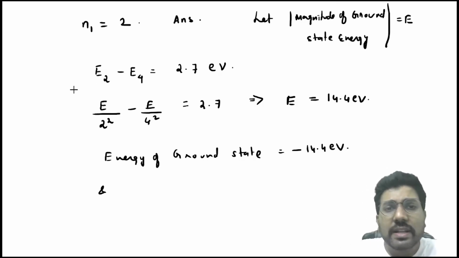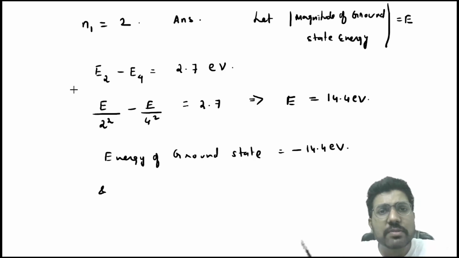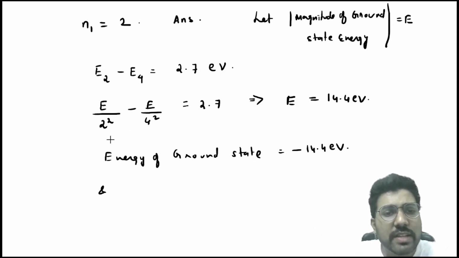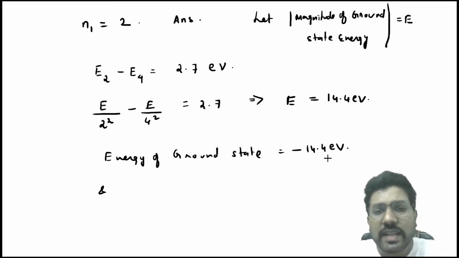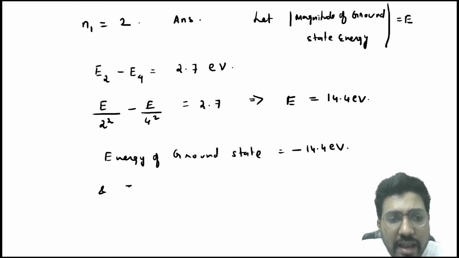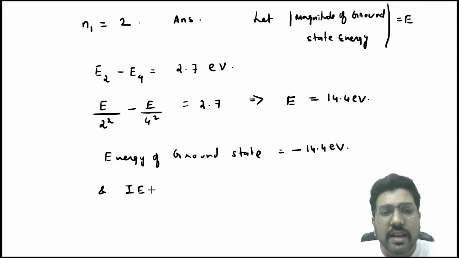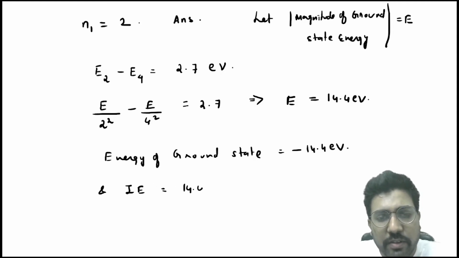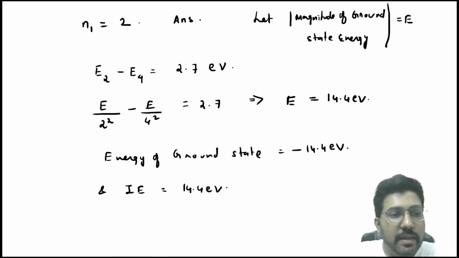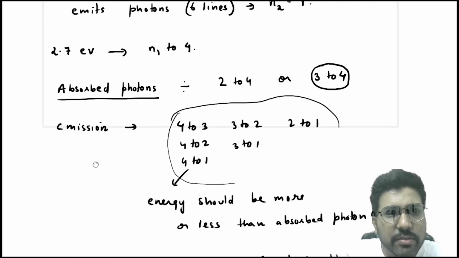But you know that the energy of any other state is the energy of the ground state divided by n². So I've used that concept here. So we have got the energy of the ground state, and ionization energy is what? 1 to infinity. Now infinity has energy 0, so the ionization energy is 14.4 electron volt.